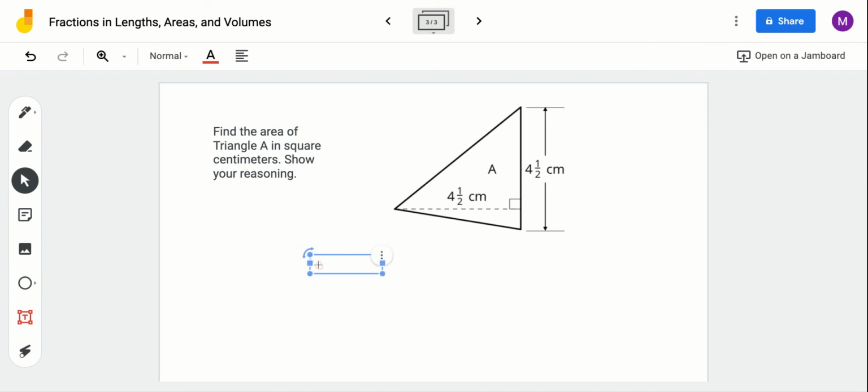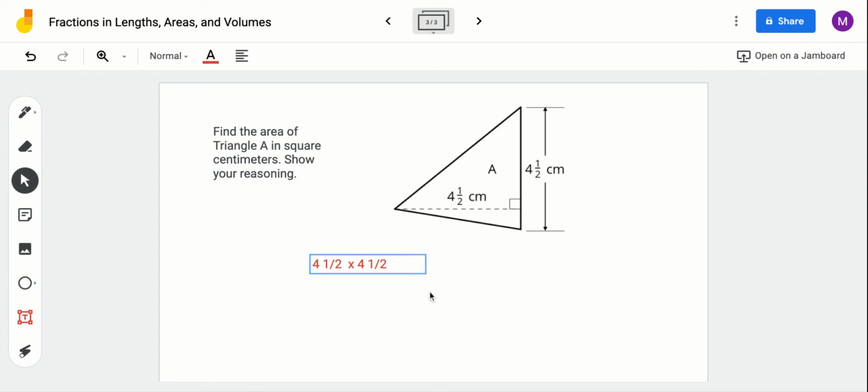So we are perfectly set up. Everything's labeled perfectly for us. So we're going to multiply 4 1/2 times 4 1/2. And then take that answer and divide the whole thing by 2. I wish this text tool was a little bit nicer to use. So maybe we'll just add that part at the end.